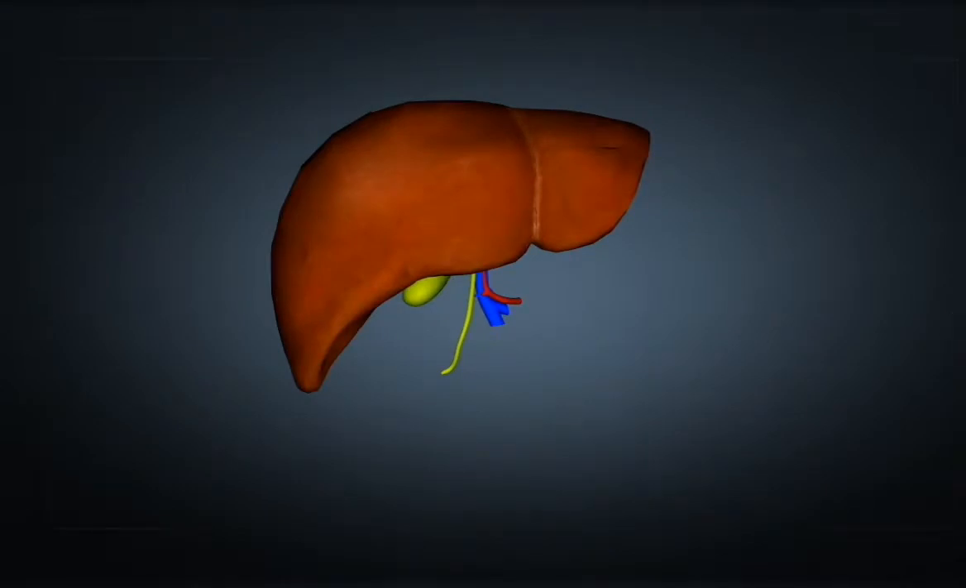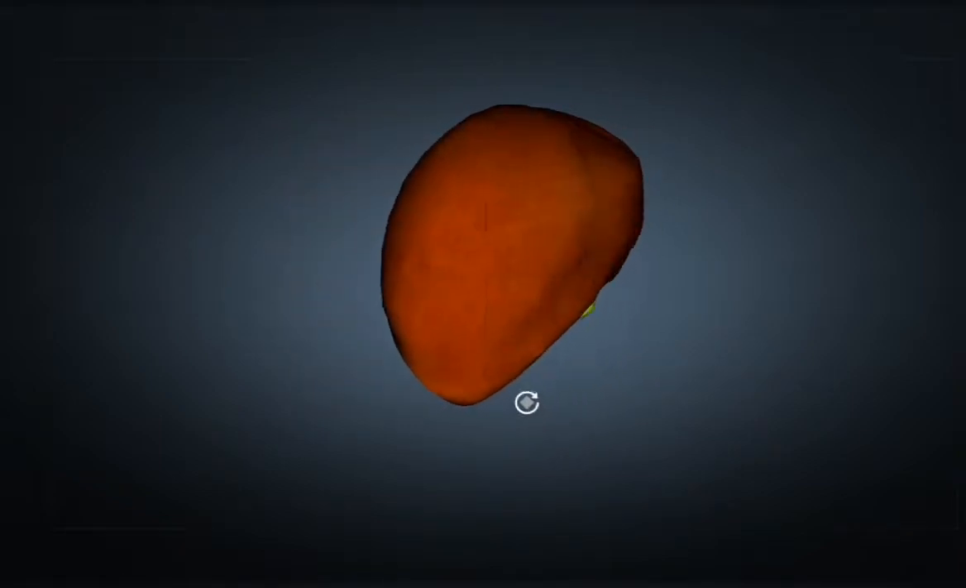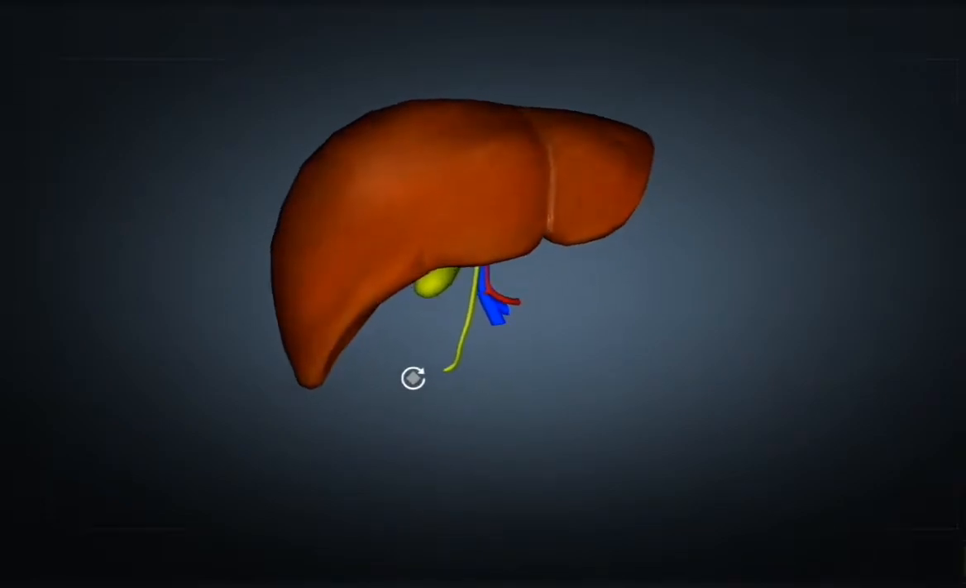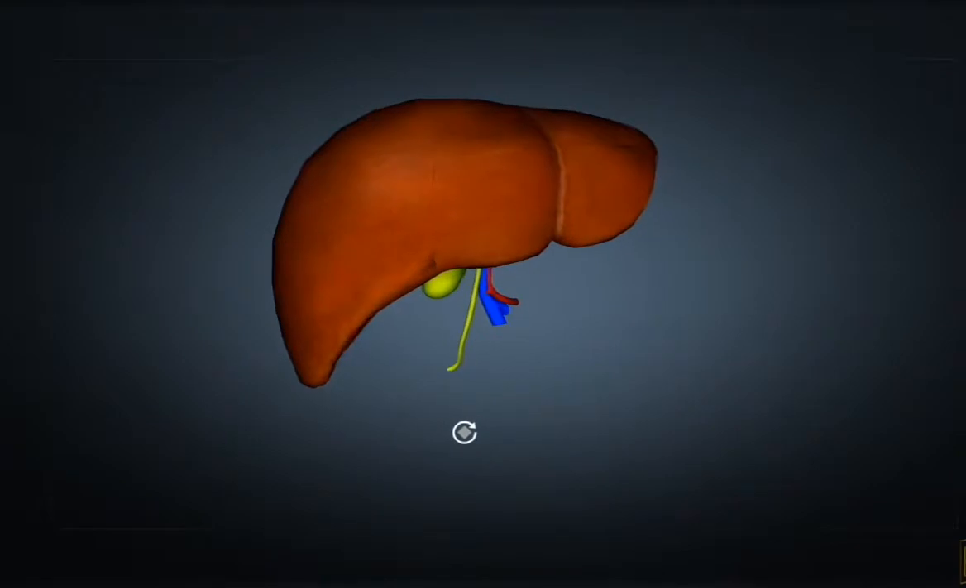Coming to the relations of the liver, first the diaphragmatic surface. The anterior surface is related to the anterior abdominal wall. If abdomen was present here, anteriorly it is related to anterior abdominal wall, and right surface is related to 7th to 11th ribs, as I showed you earlier.